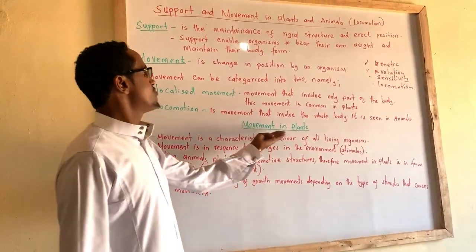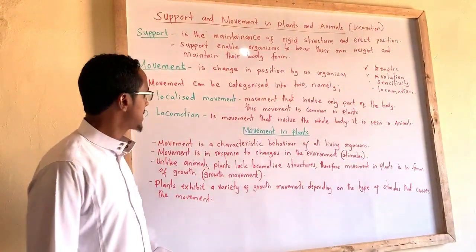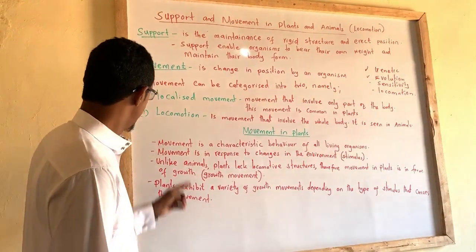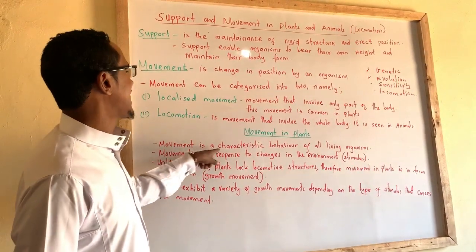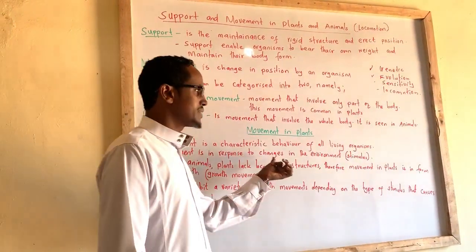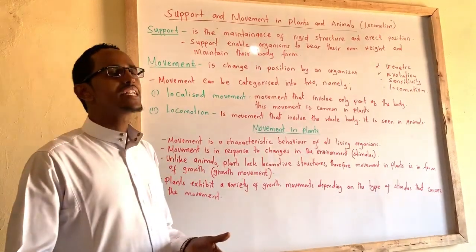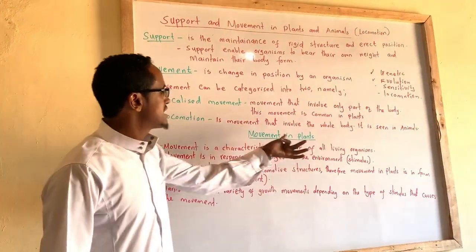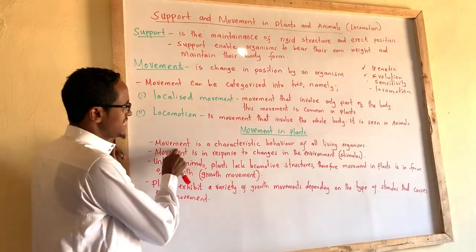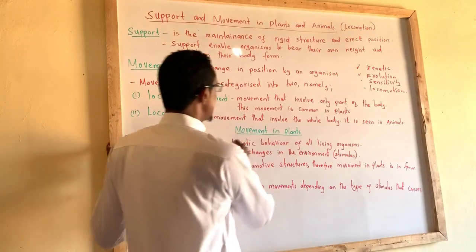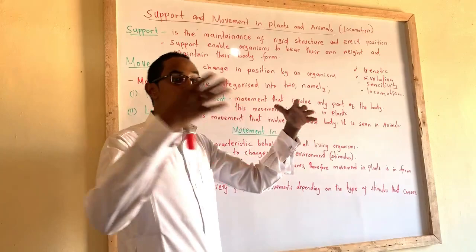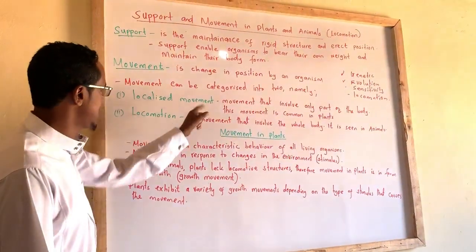Let's see movement in plants. Can plants move? Yes. Movement is a characteristic behavior of all living organisms. We said movement is one of the characteristics of a living organism, and therefore plants being living organisms, they also possess that particular characteristic. Movement is a characteristic feature of all living organisms, and therefore as living organisms, plants also move, although their type of movement is a localized one.